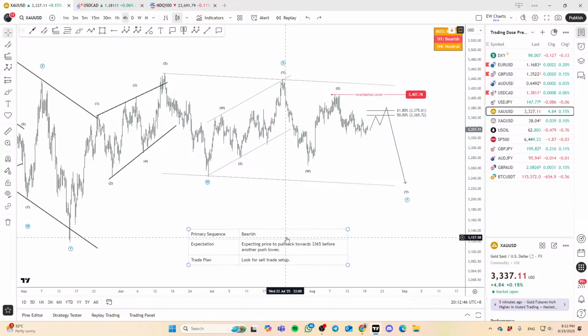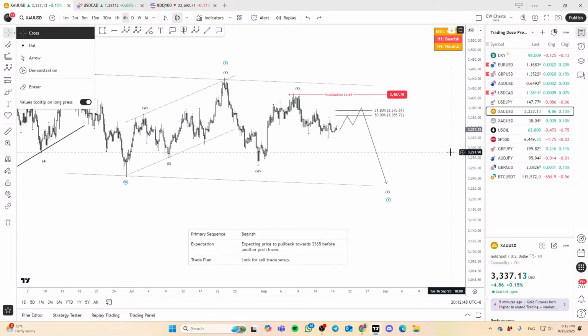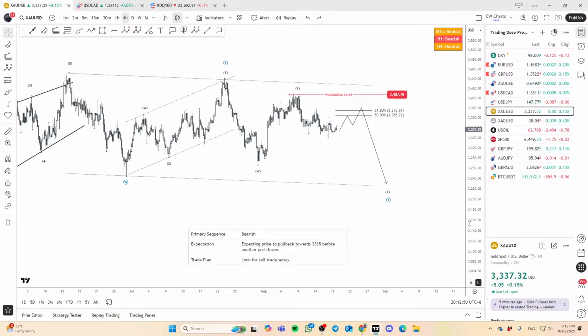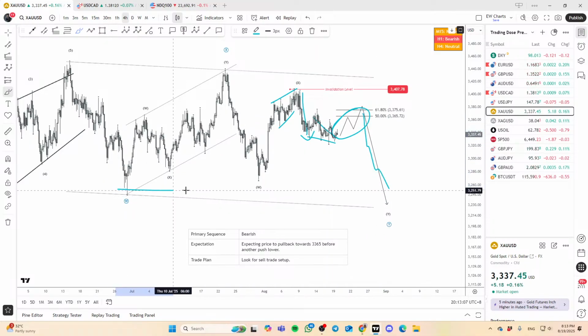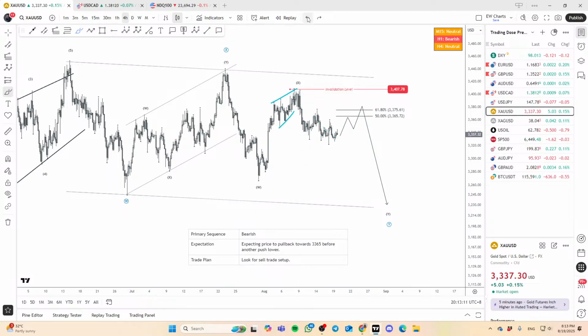Not the most, I would say, not the clearest in terms of the pattern development. But of course you can see internally we have this crawl, we have this minor impulsive push, then another crawl. So if this is going to be corrective in nature, then we can look for a sell, where the market can come back and retest this zone.